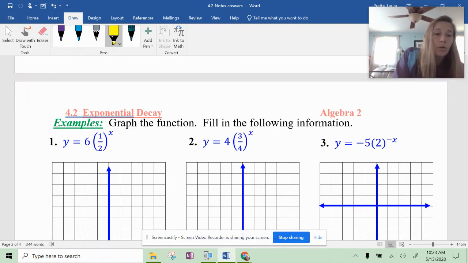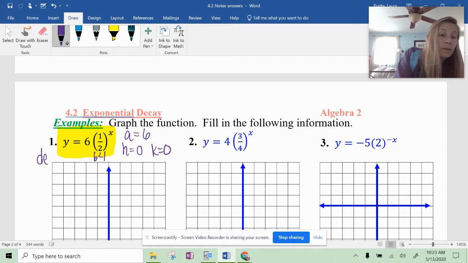Okay, so again, I'm going to highlight the parent function. This one is just a parent function. There is no h and k. So we know the a value is +6. The h value is 0, and the k value is 0. So the b right here is less than 1, so we know that this is a decay function.